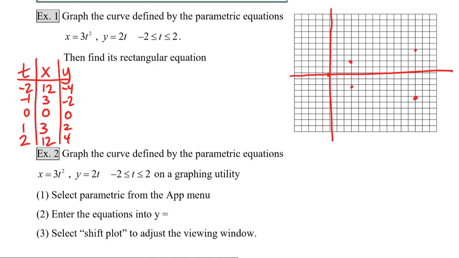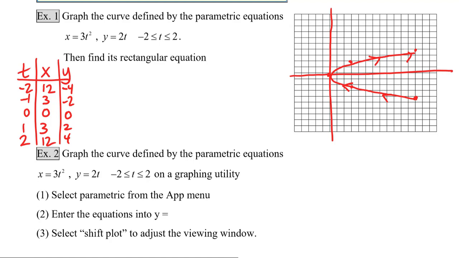And then I want to join these with a smooth curve, keeping in mind the order that I drew the points. So I started from down here and I started moving in a clockwise direction until I got to my last point. So now they want us to find its rectangular equation.